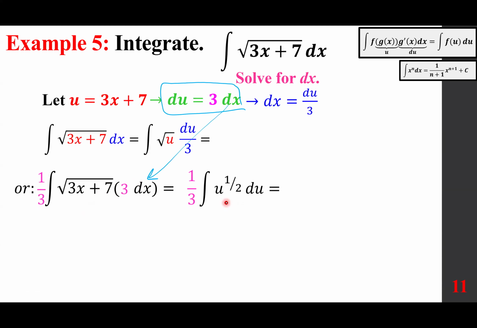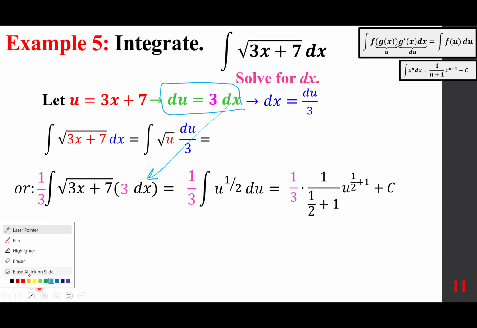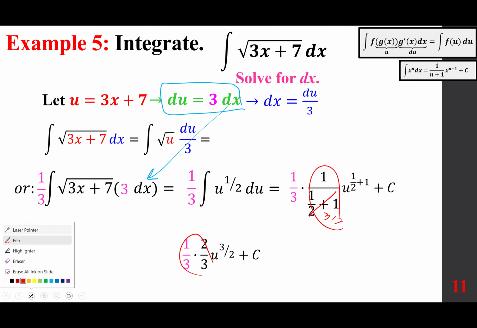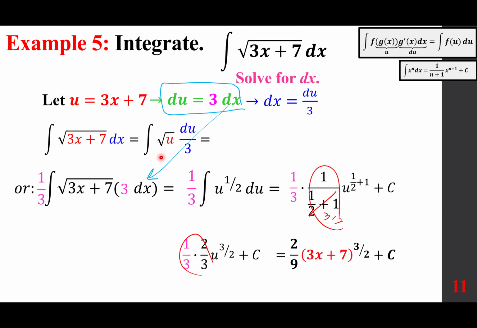This is 1 over 1/2 plus 1, u to the power of 1/2 plus 1, and a constant. Again, this has been done a number of times. This is 3/2, and therefore this is 2/3. The product of these two is 2 over 9. And u to the power of 3/2, replace the u, and you're done.